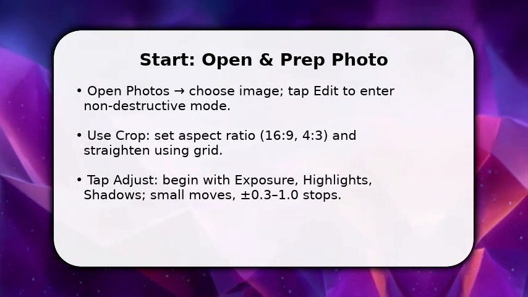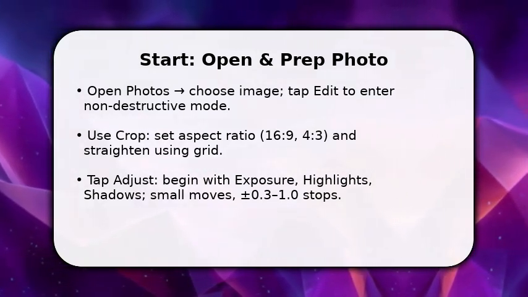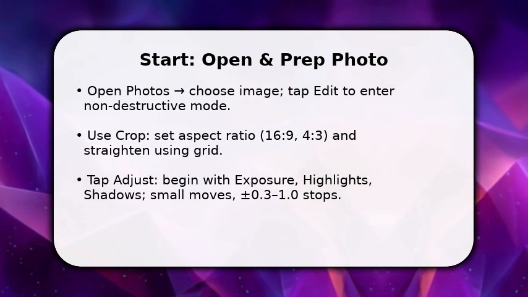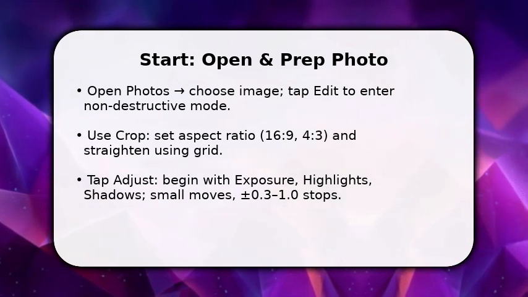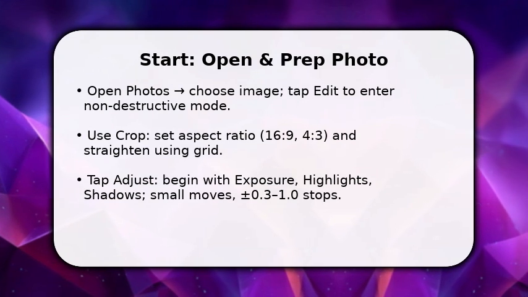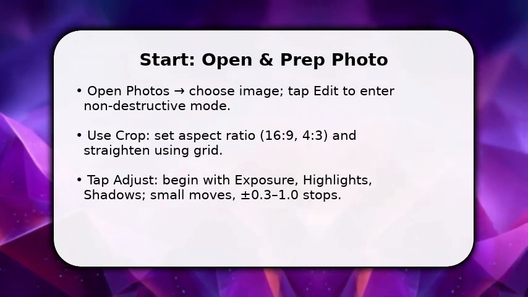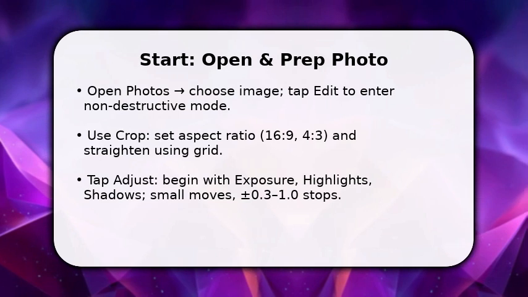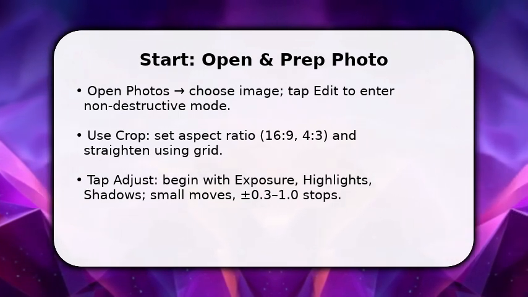Once framed, go to Adjust and nudge exposure, highlights, and shadows in small increments. You're shaping tonal balance now. Make subtle shifts, think +0.3 or -0.5 stops, so detail is preserved and the image stays natural.